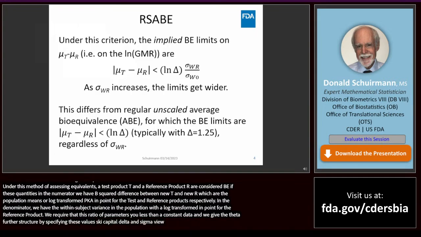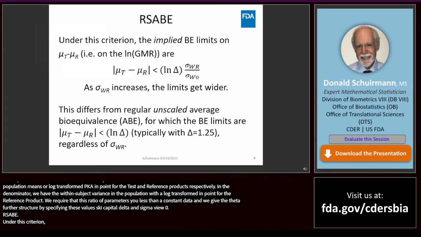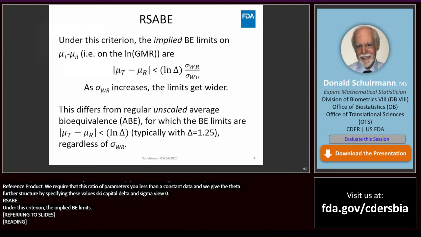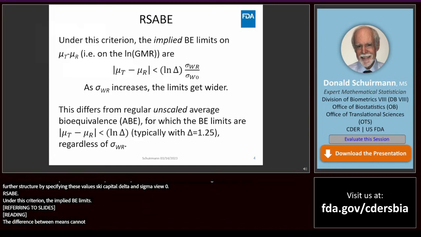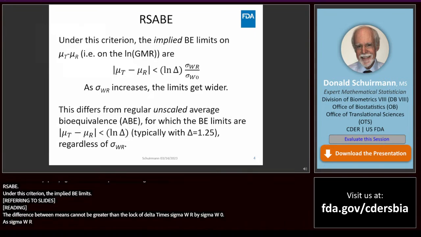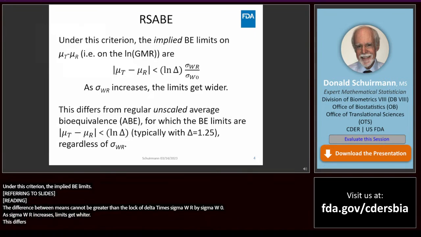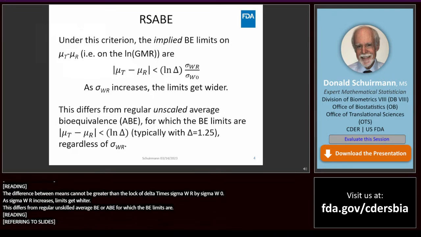Now, under this criterion, the implied bioequivalence limits on mu T minus mu R, which is to say on the log of the geometric mean ratio, are that the difference between means cannot be greater than the log of delta times sigma WR divided by sigma W0. As sigma WR increases, these limits get wider. This differs from regular unscaled average bioequivalence, or ABE, for which the bioequivalence limits are that mu T minus mu R has to be less than the log of delta, where typically delta is 1.25, regardless of sigma WR.